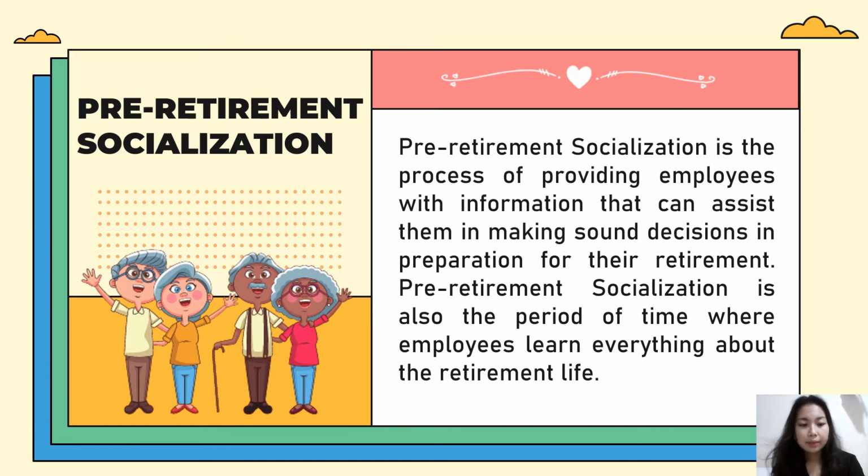Pre-retirement socialization is a phase or process wherein the company helps the employees to learn everything about retirement life, such as planning for adequate financial, housing, and healthcare resources. It also helps in forming accurate expectations about retirement. It is also the process of providing employees with information that can assist them in making sound decisions in preparation for their retirement.